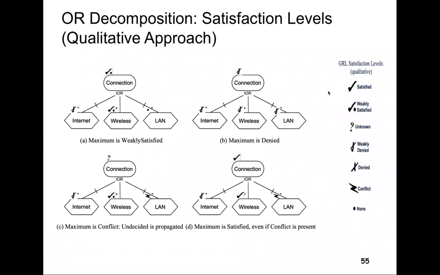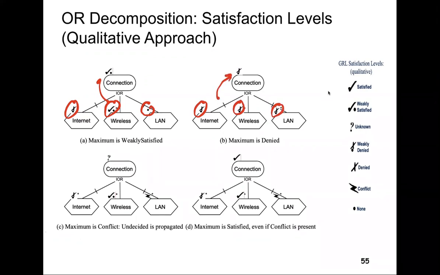Now if we do the same for the OR notation, using the qualitative approach where the assumption is that no numbers are given: if we have weakly denied, weakly satisfied, and then unknown, and we take the max of the three, we take the weakly satisfied. If we have weakly denied, weakly denied, and also weakly denied, and we take the OR of the three, just the max of the three, the result is just weakly denied.